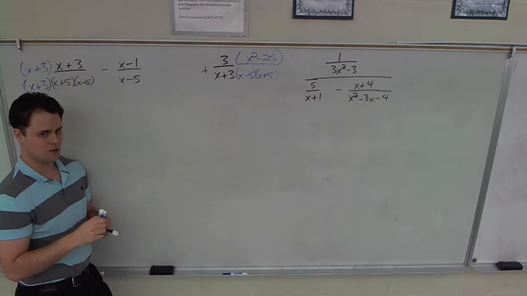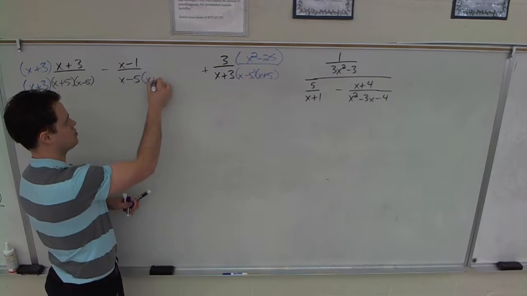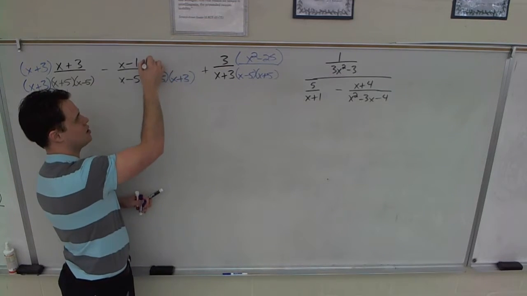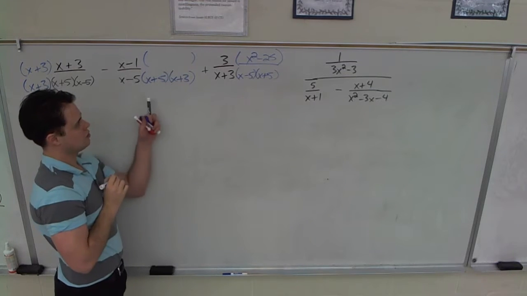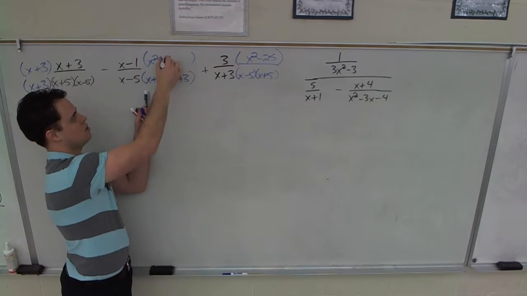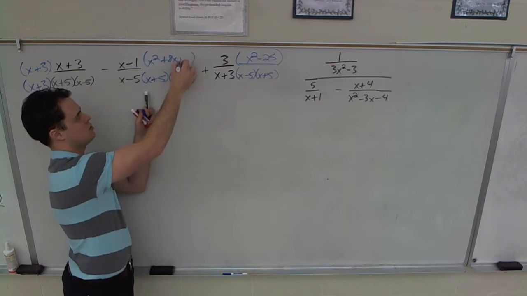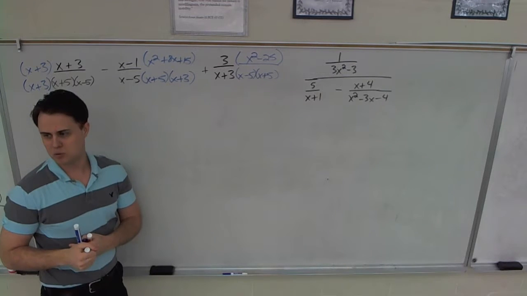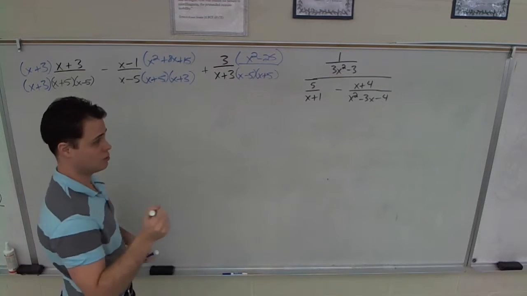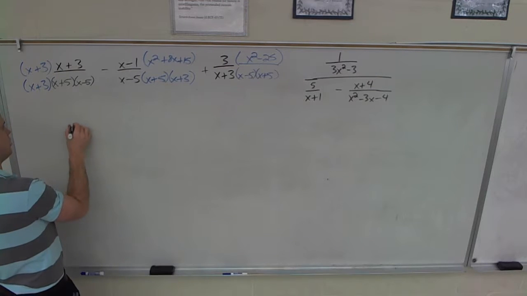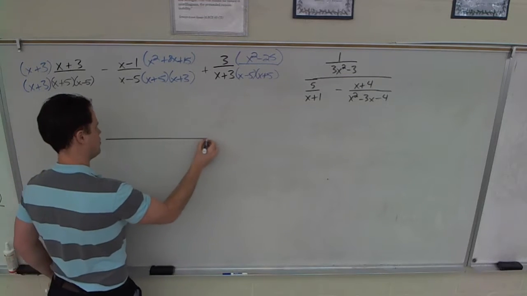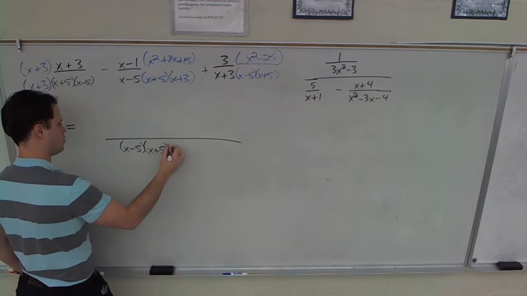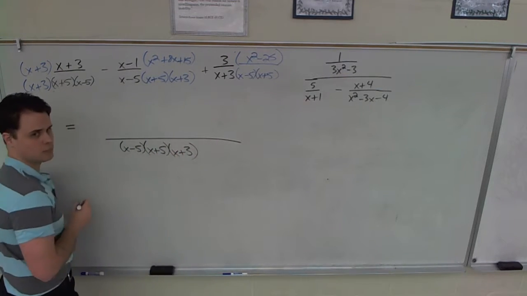This one's missing stuff as well, right? Plus 5. It's missing the plus 5 and the plus 3. Should we just expand that right now? X squared, 5x and 3x is 8x. 5 times 3 is 15. If you want to take a whole other step, fine. You're going to have a long problem if you do. So, all that stuff now has a common denominator at least of x minus 5 the quantity, x plus 5 the quantity, and x plus 3 the quantity.